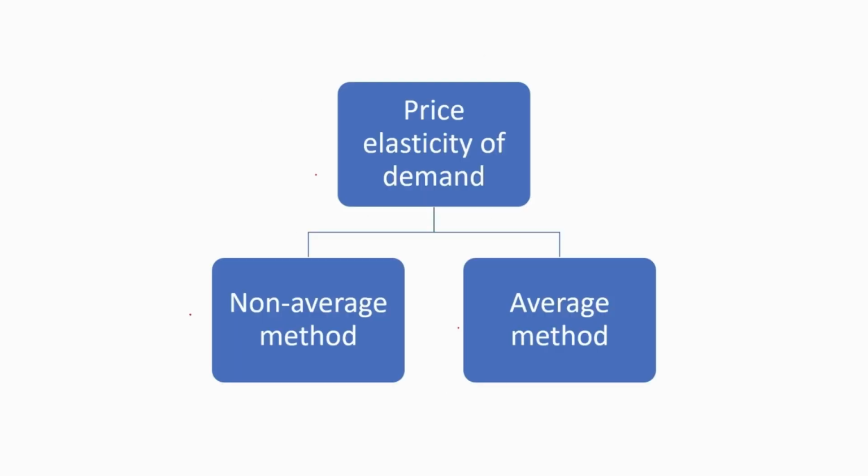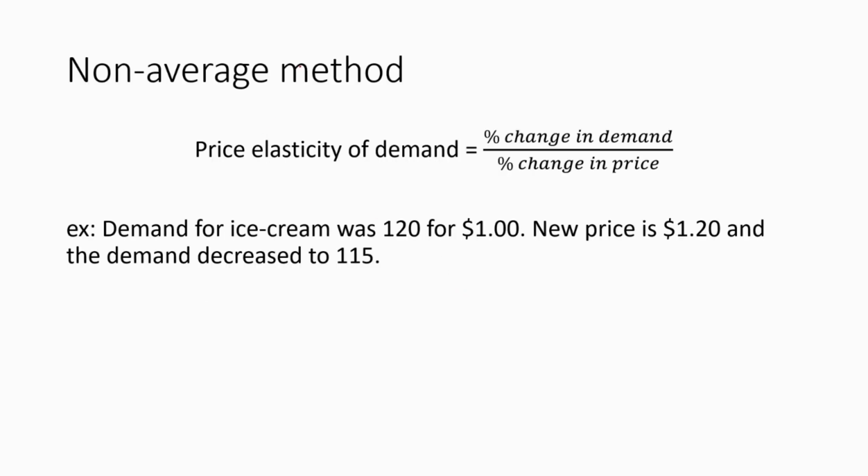We can calculate the price elasticity of demand using two methods. The first method is the non-average method. The second method is the average method. Let's discuss the non-average method first. As the title says, non-average method, meaning we are not going to consider the average value for this method. This is simply the same price elasticity of demand formula as we talked about earlier: the percentage change in demand divided by the percentage change in price.